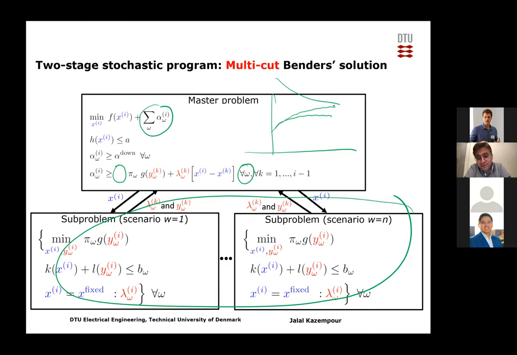But for simpler problems, it depends. Maybe Benders takes more time than direct solution because Benders needs several iterations. But if the direct solution is fast, then it's fast, right? Then about multicut, my former student Anna tried it, and I remember she was very happy with multicut. But again, I don't remember how fast multicut was compared to unicut in her application. I think it's very case dependent. It depends on how many scenarios we have, and how fast the dimension of the master problem is growing.